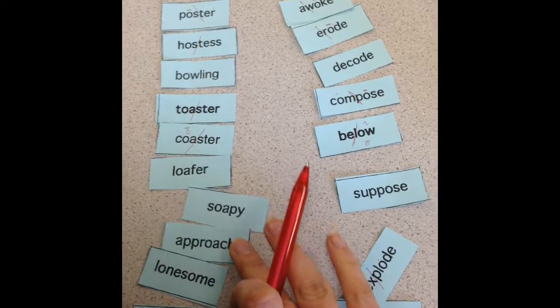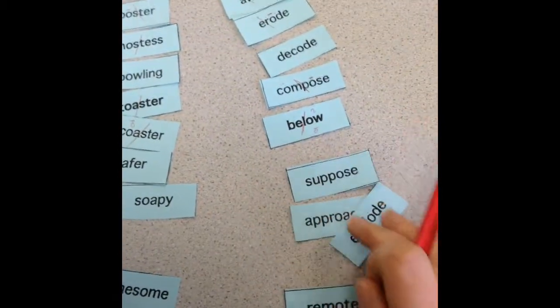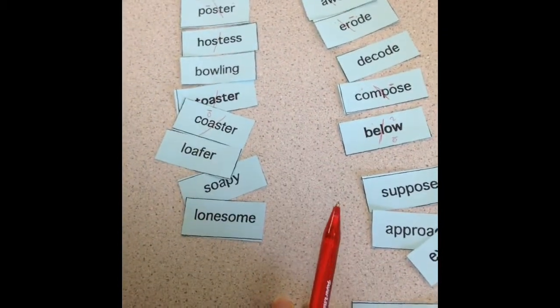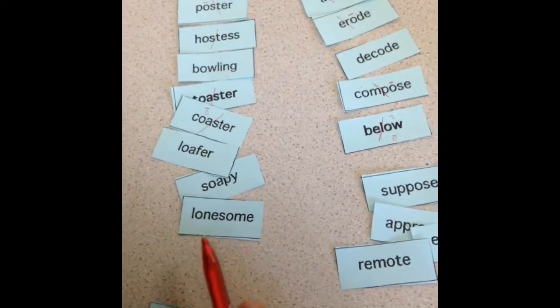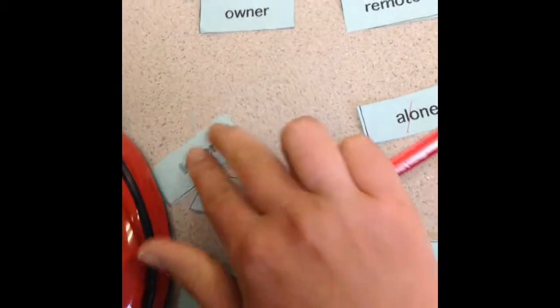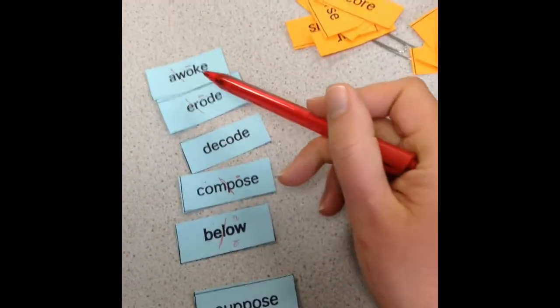Oops. So clearly that one doesn't belong there. And so by checking, because often when we just go really fast, we might make a careless error. Lonesome, lonely, owner, lower, soldier, postage. Alright, second syllable.